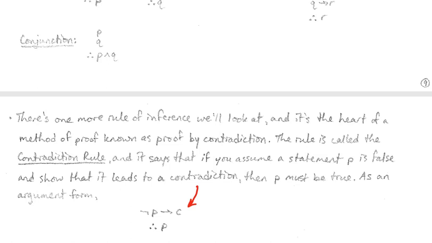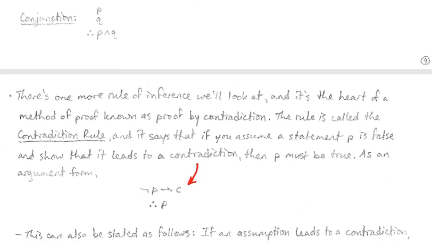And we're going to see how we use this rule and how we use this method of proof, this proof by contradiction. We're going to see how we use that later on in this course when we get to chapter 3.